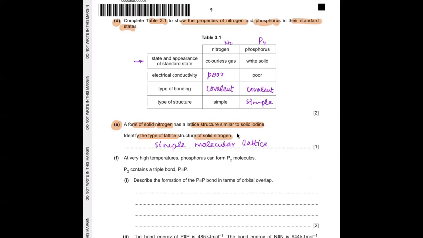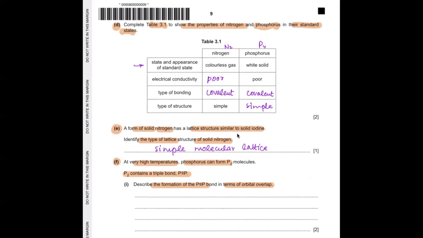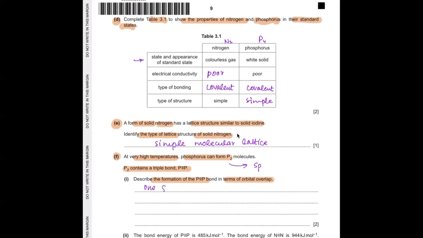Okay. Now, part F. At very high temperature, phosphorus can form a P2 molecule. P2 contains a triple bond. Describe the formation of the triple bond in terms of orbital overlapping. So see how the orbitals overlap. If there is a triple bond, if you recall for nitrogen, one sigma bond and two pi bonds, so it means the atom is sp hybridized, right? So there is one sigma bond and there are two pi bonds.